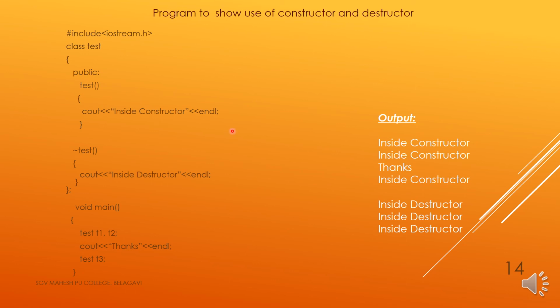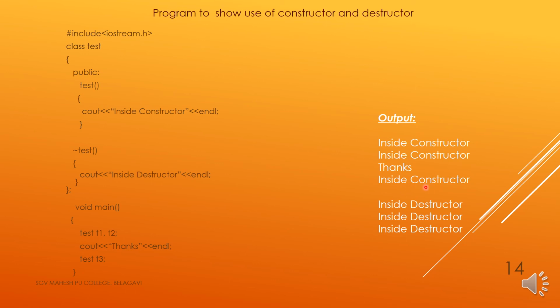Now when you execute this program, you can see that the moment you create an object, you go inside this constructor and it displays inside constructor. Again you create test t2, again you go inside the constructor and display inside constructor. Next you are displaying thanks, so it will display here. Then you create test t3, go inside the constructor, and again display inside constructor.